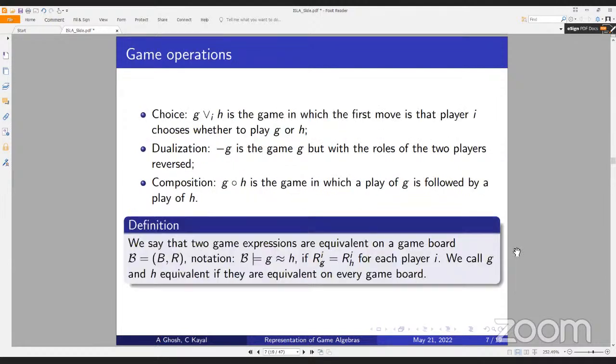Okay, so now what is the game operation? Given two games, what can a player do? Given two games G and H, a player I can choose between the two games to play. Dualization: given a game G, minus G is the game where we switch our roles, as we did in the negation case. Also, there is a composition: given two games G and H, G dot H is where we finish playing G and then start playing H from that point. Okay. We'll come to this definition later.